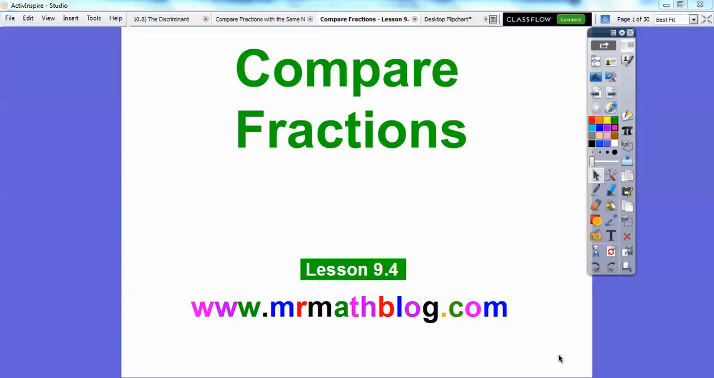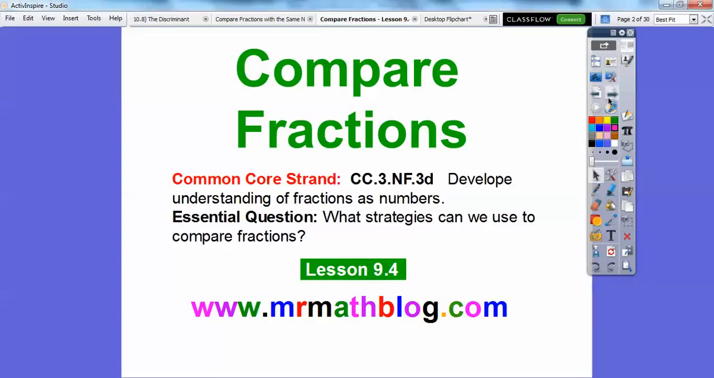On comparing fractions. So we're going to show a few different ways to compare fractions. So there's our Common Core strand, and our essential question is, what strategies can we use to compare fractions? All right, and we're going to go over three of them here.